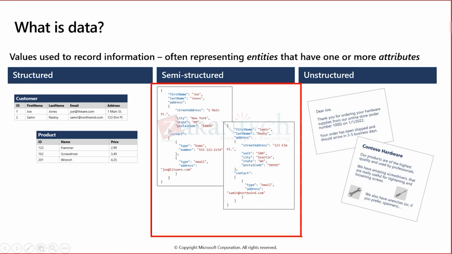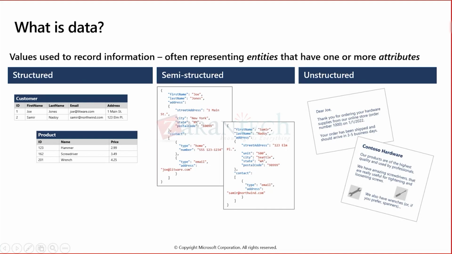And you can see this highlighted square red box on my PPT slide, which is giving you an example of JSON data. This is a JSON document that represents customer information. See, Joe, John's street address, city, state, postal code, contact number, type, email, joe@litware.com, and samir@northwind.com, Samir Nadoy, city, Seattle, like that. So this is customer information. Each customer document includes address and contact information, but the specific fields vary between the customers. There is no problem.